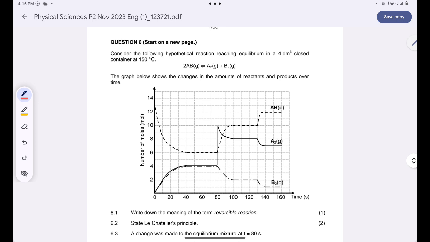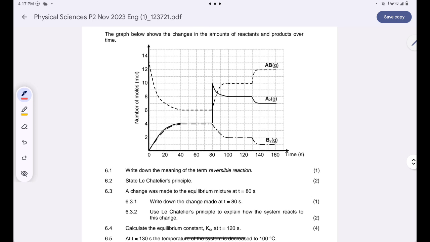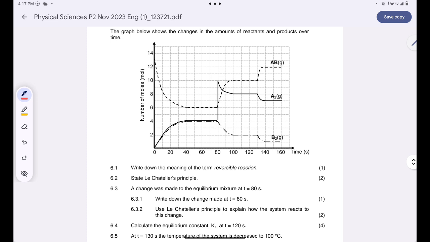Okay, question 6. Consider the following hypothetical reaction reaching equilibrium in a 4 cubic decimeter closed container at 150 degrees Celsius. Okay, we have our chemical reaction there. The graph below shows the change in amounts of reactants and products over time.